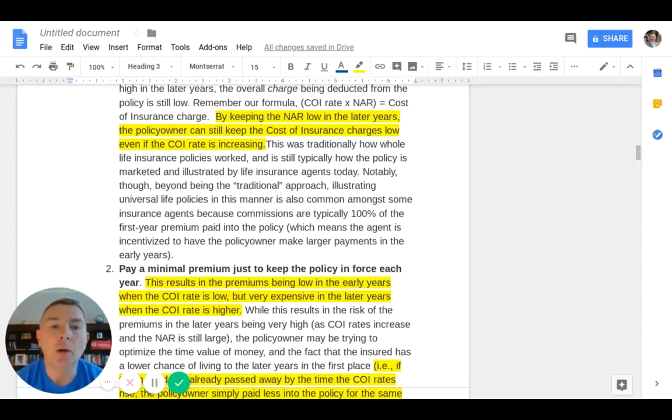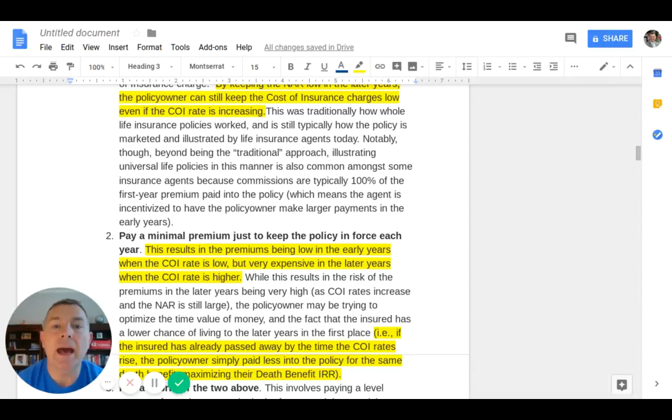Notably, though, beyond the traditional approach, illustrating universal life policies in this manner is also common amongst some agents because commissions are typically 100% of the first year premium paid in the policy, which means the agent is incentivized to have the policy owner make larger payments in the early years. And I knew that, but I never thought about the way he's talking about it here. So given that, well, we'll just keep going.